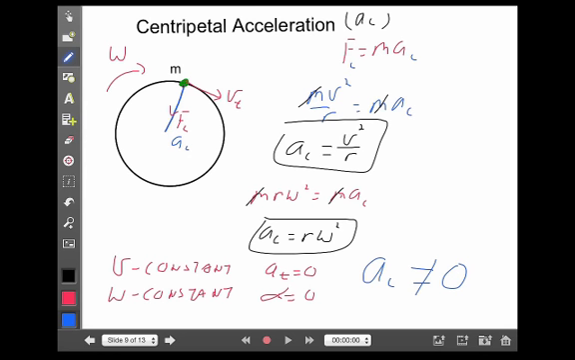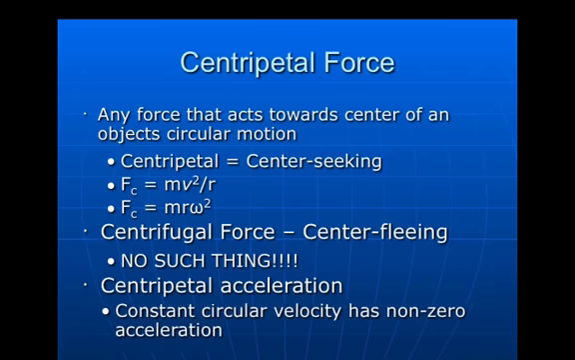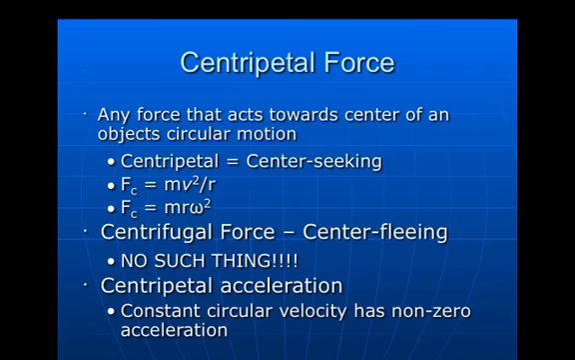Anytime there's circular motion, there's a force to the center that's unbalanced. It's not in equilibrium technically. And if there's an unbalanced force to the center, there must be an acceleration to the center. So very, very important concept. A constant circular velocity always has a non-zero acceleration. And that's your centripetal acceleration, something that acts towards the center of the circle.